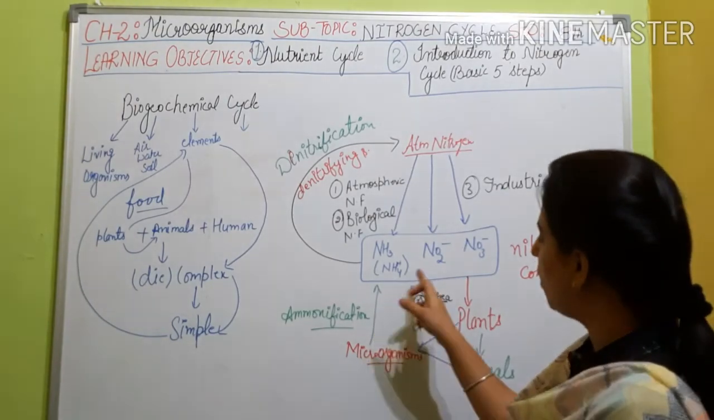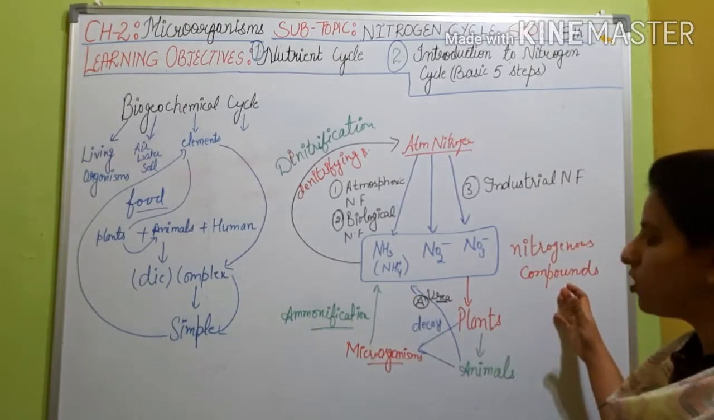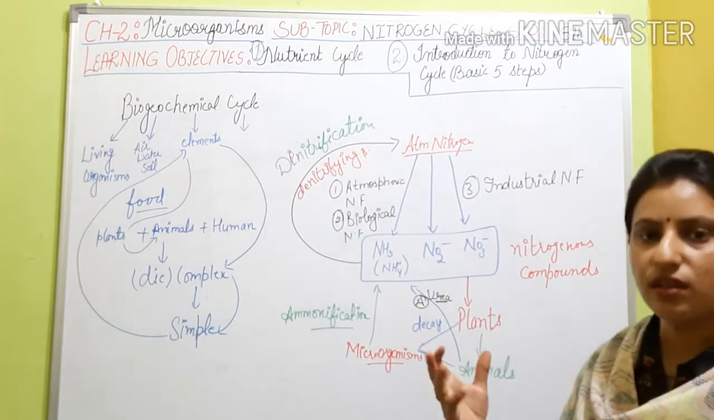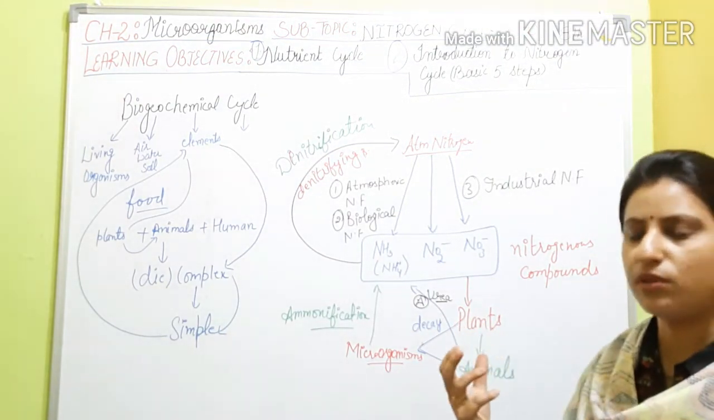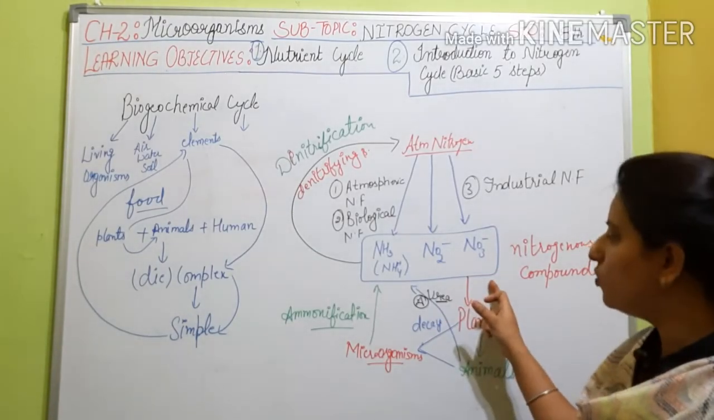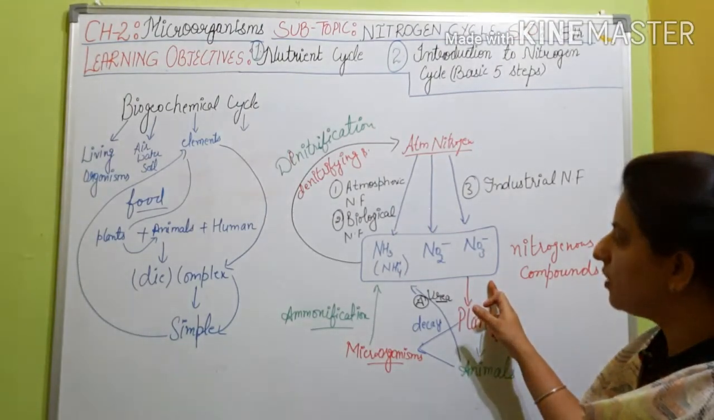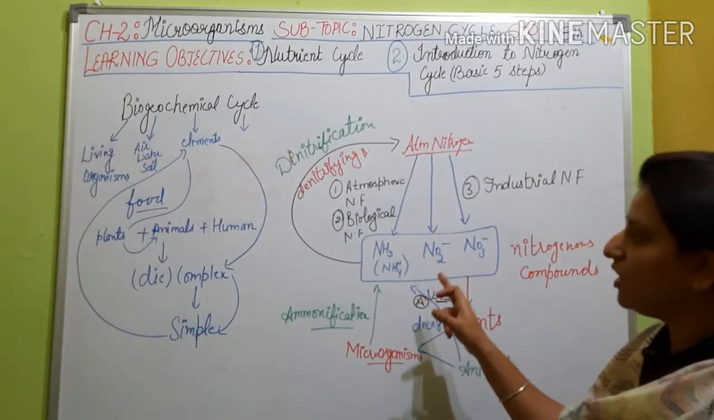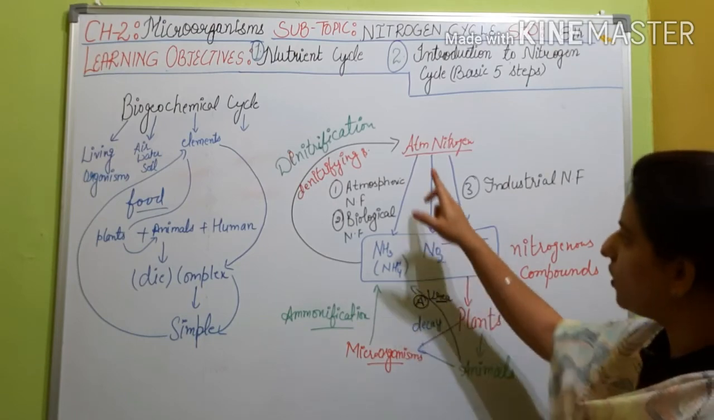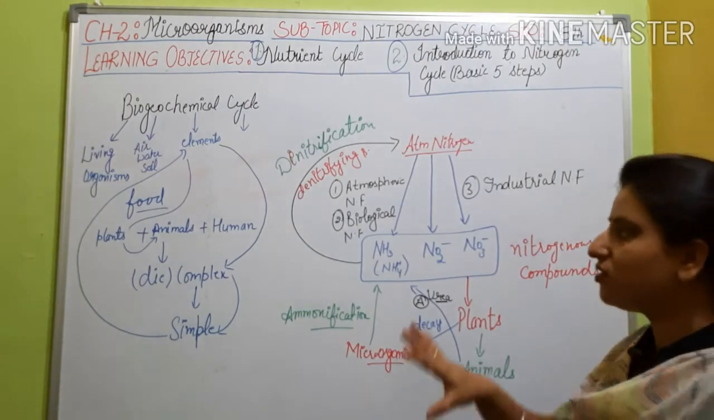Now this ammonia, nitrite or nitrate which is present, because all the nitrogenous compounds are not used up by the plants. Plants are many in number, but they are not using all the nitrogenous compounds. Some nitrogenous compounds are present as such in the soil. So what is happening there? The denitrifying bacteria will change the nitrogenous compounds into free nitrogen under the process called denitrification. So this is just an outline.